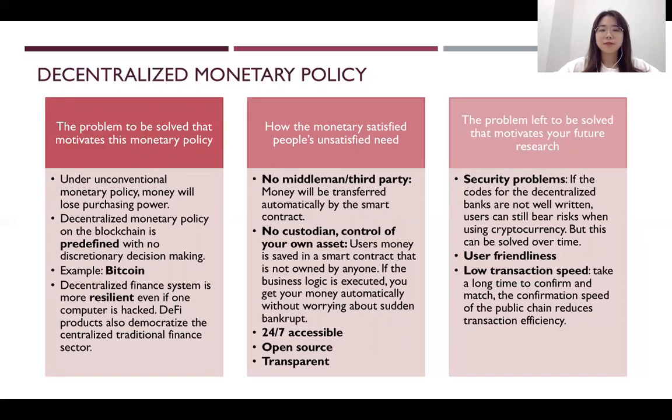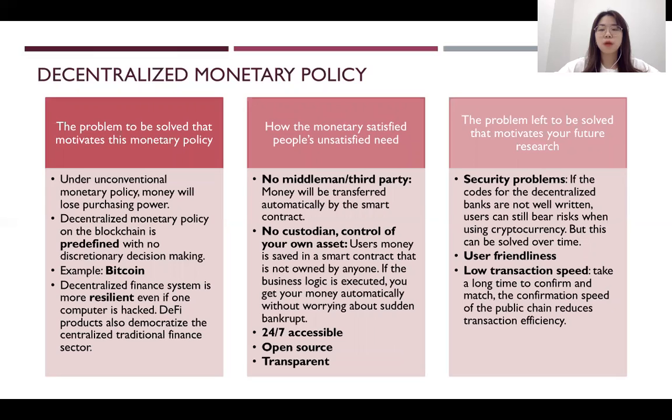There are 5 features. The first is there is no middleman or third party. Money will be transferred automatically by the smart contract, and users do not need a central authority or third party to do that. People will find the business logic simplified, and everyone can get access at a very low cost. Another is there's no custodian. You can control your own asset. Users' money is saved in a smart contract that is not owned by anyone. If the business logic is executed, you get your money automatically without worrying about the sudden bankruptcy of the bank.